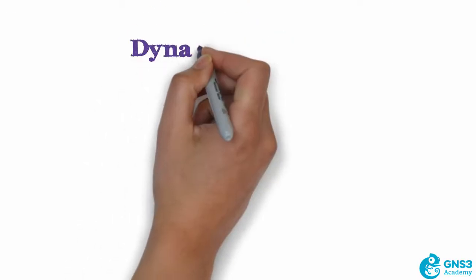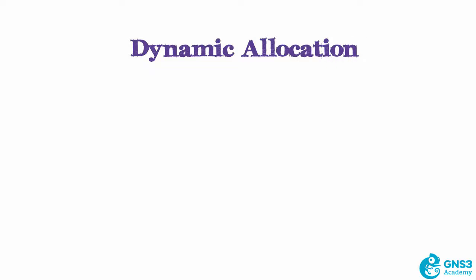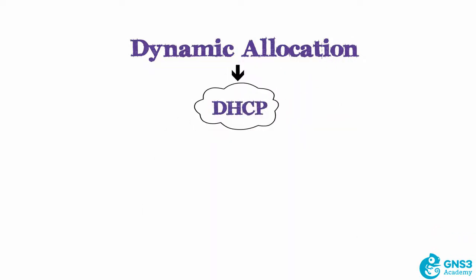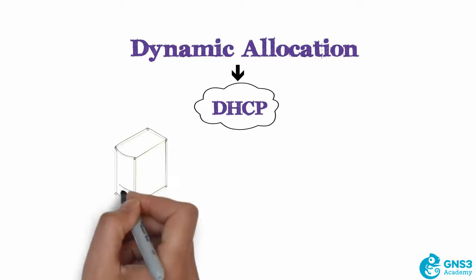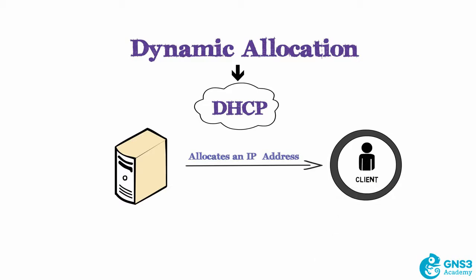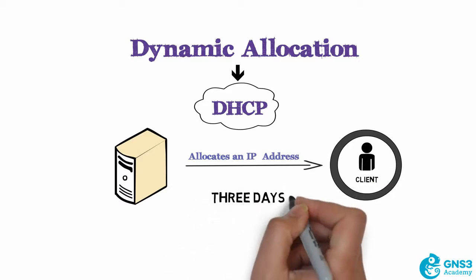address. Now, dynamic allocation is what most of us think about when talking about DHCP or when configuring DHCP. This is where the server allocates an IP address to a client for a limited amount of time or limited period of time, such as 3 days.